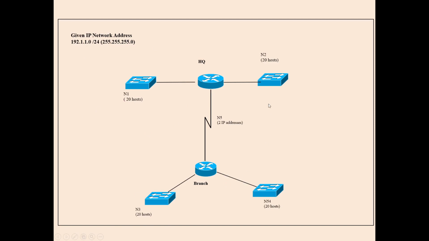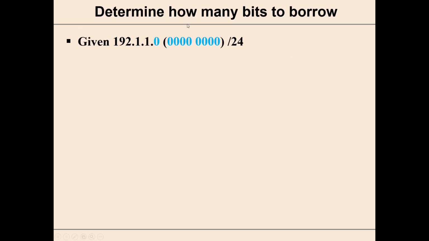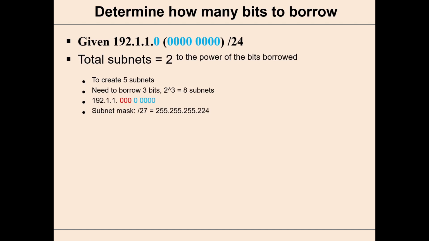We want to subnet the given network 192.1.1.0/24 and create 5 smaller subnetworks for this network diagram. This is the given class C network, and we write the last octet into 8 bits binary so that we can subnet from there.